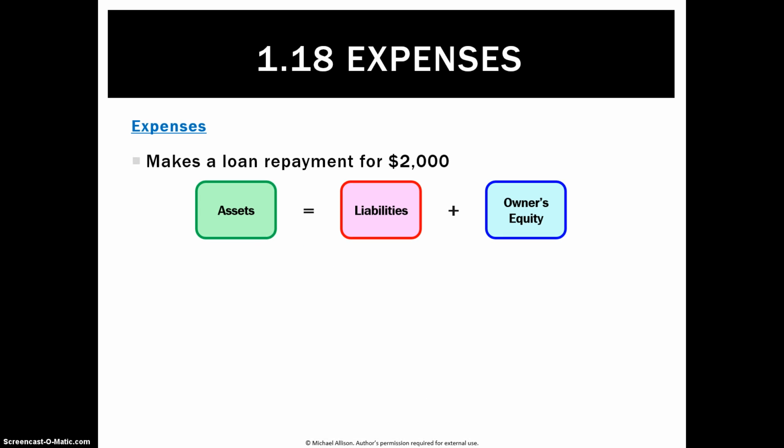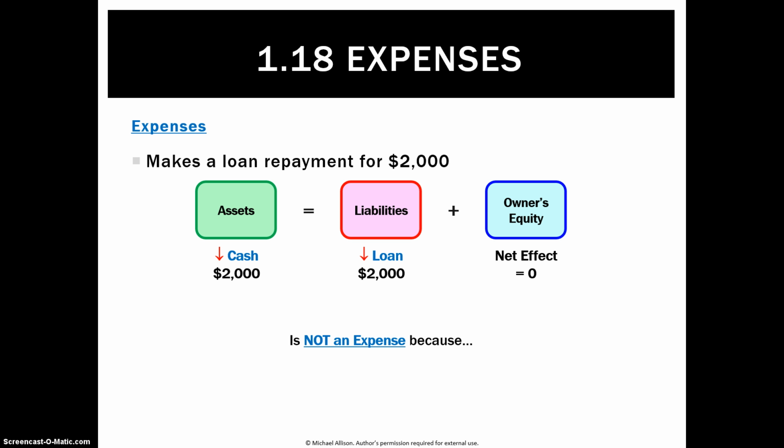A second example is we make a loan repayment of $2,000. So cash has decreased $2,000. In this case, again, it's not going to be an expense because owner's equity is actually going to be unchanged. What's going to happen this time is a liability called loan will decrease. We pay the bank back, we owe them less money, liabilities will go down. So what we have is assets going down $2,000, liabilities going down $2,000, so the net effect on owner's equity is 0.